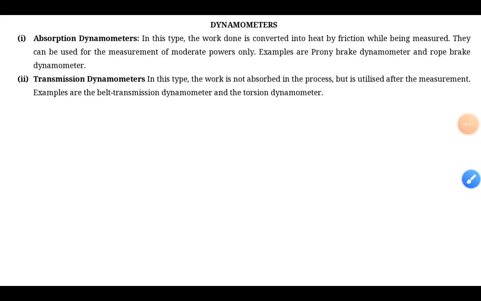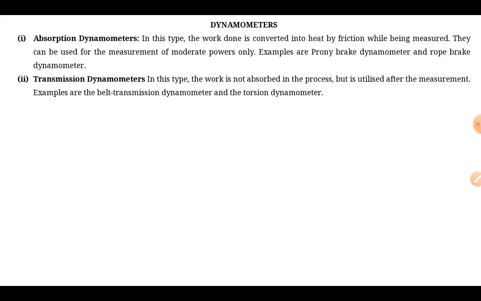Okay, so let's see the dynamometers. A dynamometer can be thought of as a device which is used to measure the power to be transmitted through a shaft, right? तो कोई shaft से कितना power transmit हो रहा है, that power or torque can be measured using the dynamometer. So there are basically two types of dynamometer. One is the absorption type dynamometer and the other is the transmission type dynamometer.